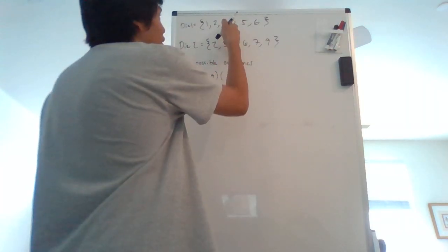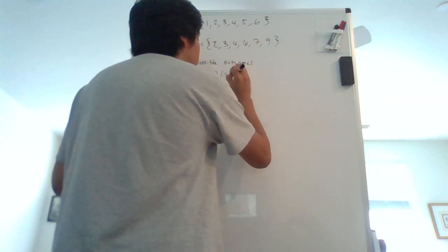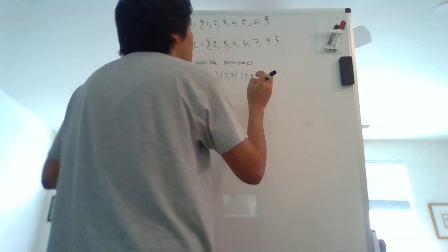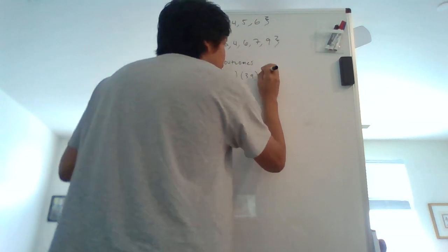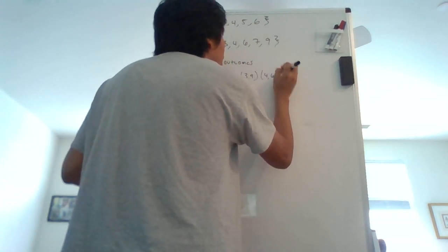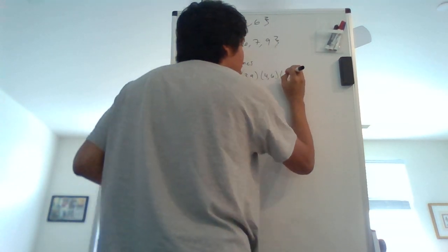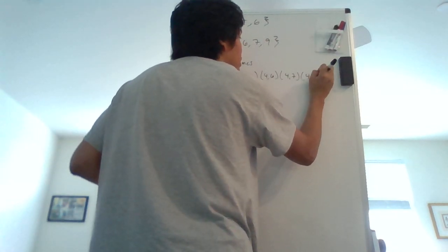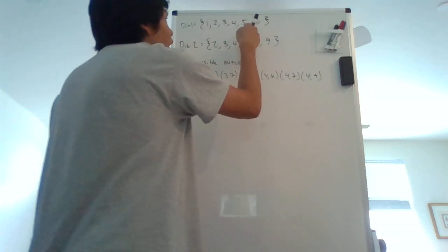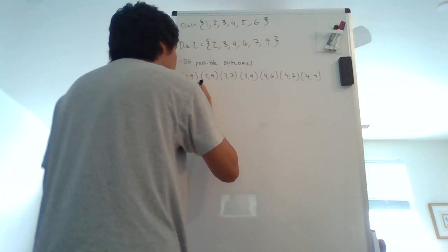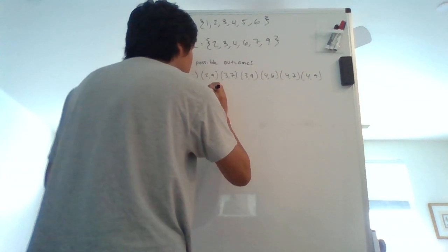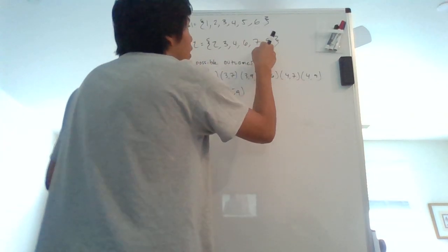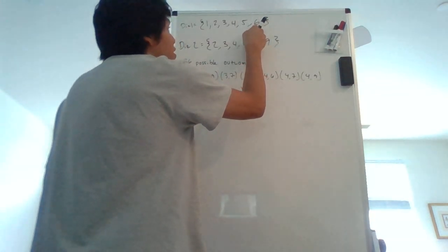Okay, so what other one? 3 and 7, that's 10, so that counts. That also means that 3 and 9 counts. Okay, 4 and 6, that's 10. So 4, 6, 4, 7, that's 11, that counts. And 4 and 9, that also counts. 5 and 6, that's 11. 5 and 7, and 5 and 9. And then 6 and 4.